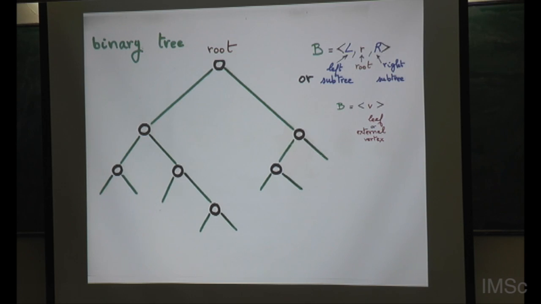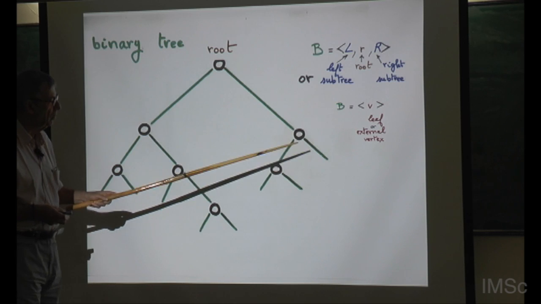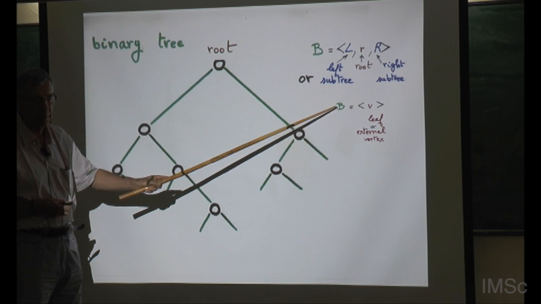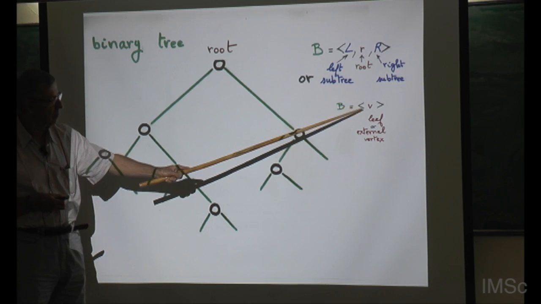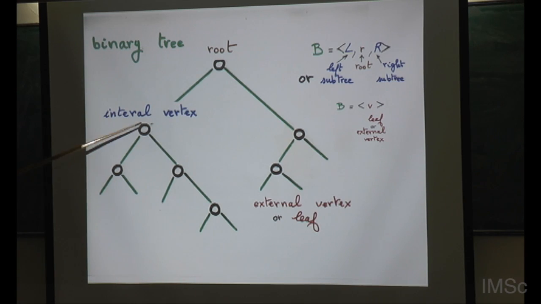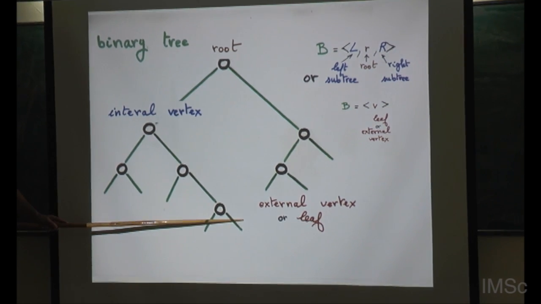So it's a recursive definition, which is very common in computer science. To stop the recursion, it may be a triple with a root, or it may be reduced to a single vertex, which is called a leaf, or an external vertex. In the binary tree, there are internal vertices, a vertex with a left subtree and a right subtree. The root of the left subtree is called the left son. The root of the right subtree is called the right son of this vertex. And an external vertex is where you stop: there is no left subtree, no right subtree, no son.